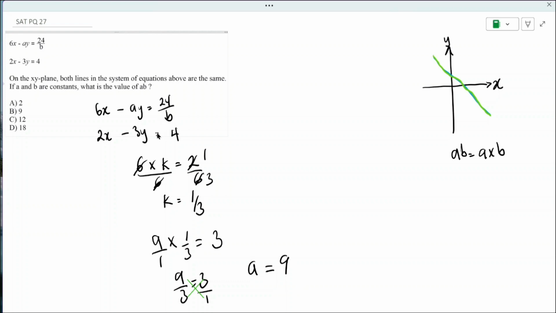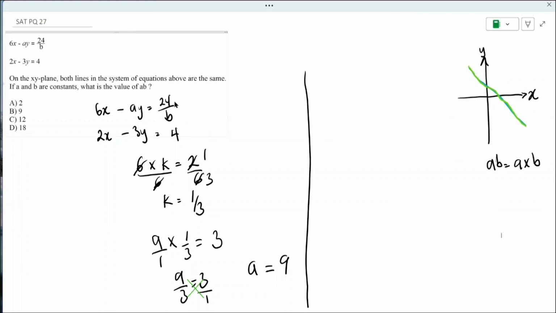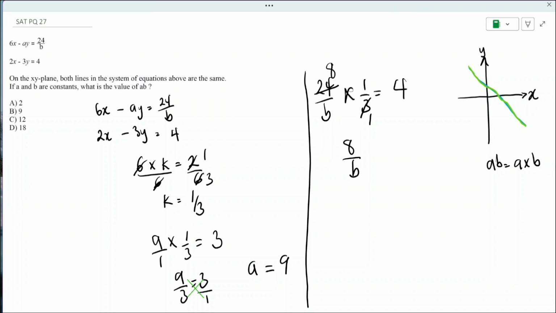You know a is 9, now you can find b. We have the constant in equation 1 as 24 over b. You multiply it by the constant k, which is 1 over 3, and that equals the constant in equation 2, which is 4. This is just multiplication of fractions, so it's not really hard. You can just say 3 in 3, 1. 3 in 24, that's 8. So you have 8 times 1, 8 over b, because at the denominator you have b times 1, that's b, equals 4. You can make this 4 over 1, then you cross multiply.